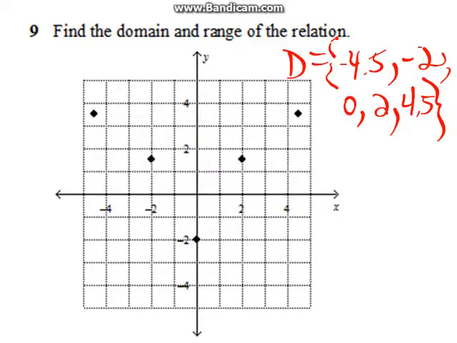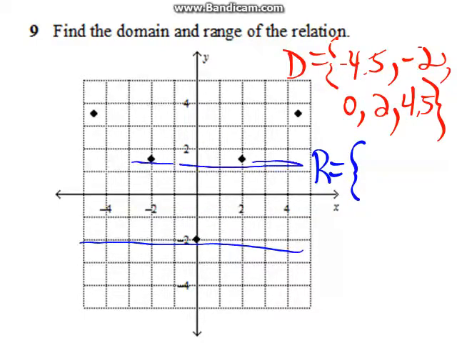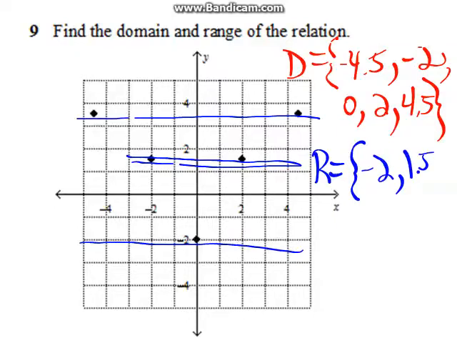Okay, now for our range, we're going to reverse the process, but with the y. Okay, so we're going to go here, here, here, and here. So we've got it -2, 1.5, and 3.5. And that's our answer.